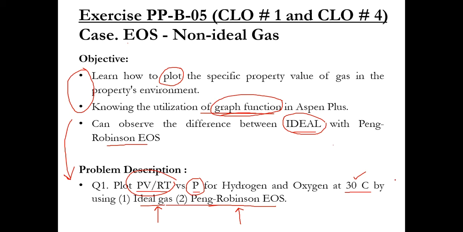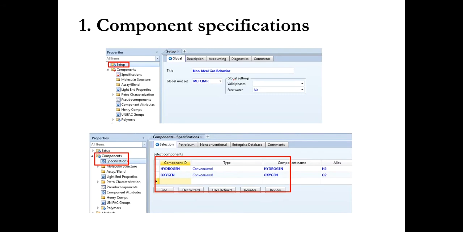And this activity is related to CLO number 1 and CLO number 4 of this course. CLO number 1 is related to the basics and introduction of the course and the fundamentals, and CLO number 4 is related to the analysis part. So we will be doing the analysis in this problem statement as well, analyzing the ideal and non-ideal behavior of gas. So first thing we need to do is ensure that proper units are selected.